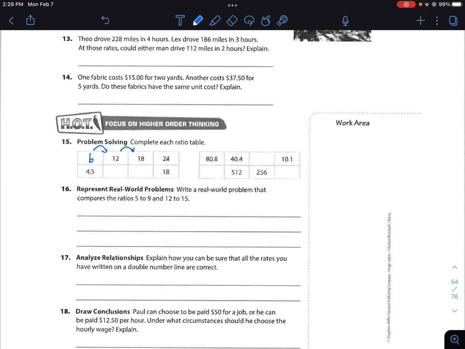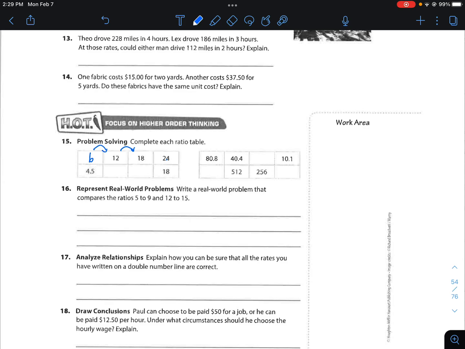Oh, 6. So it looks like we should go up by 4.5 each time, right? And see if that's true. 4.5, I think it is. So see what goes in those boxes. What about this? It goes from 80.8 to 40.4, and that to something else, and that to 10.1. What is going on with these numbers? Well, what is the relationship between these two, 80.8 and 40.4? How do I get from here to there? Like, what operation could we use?